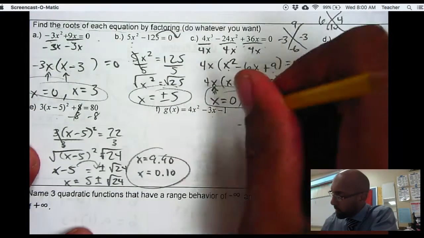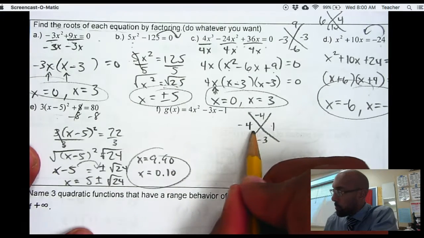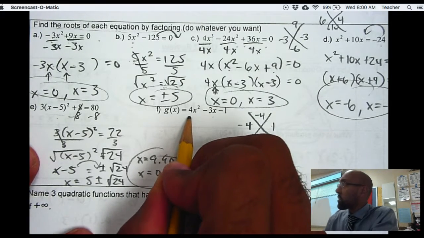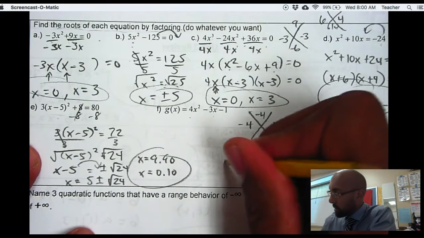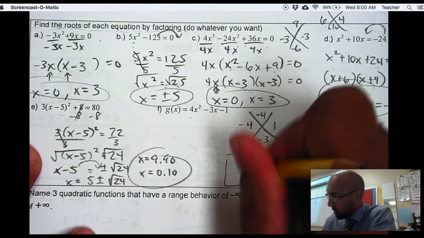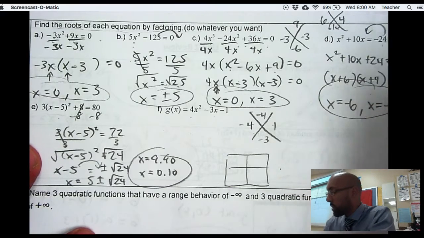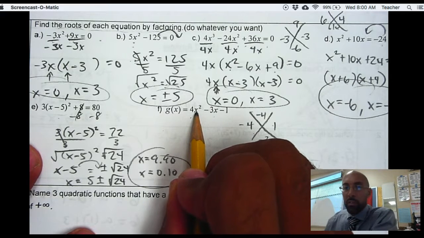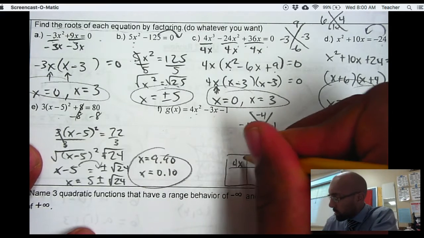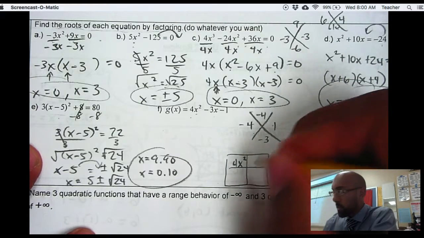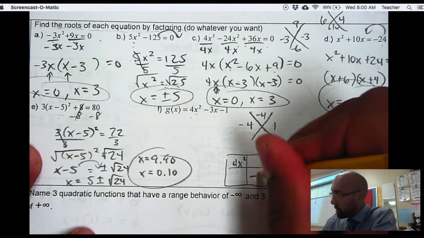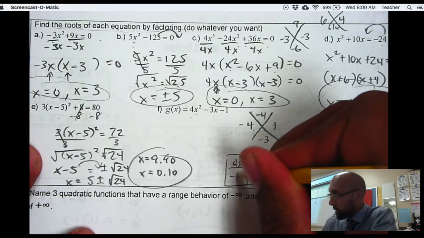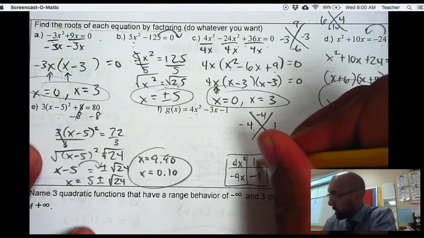So we can factor this, but remember, if that first term is bigger than 1, we also have to do the box method. So we're going to use the box method. We probably haven't done this in a little while, since the last chapter. So the first term goes here. It's the pink notes, if you guys remember. So then -1. The two numbers you found go here, so -4x and then 1x.